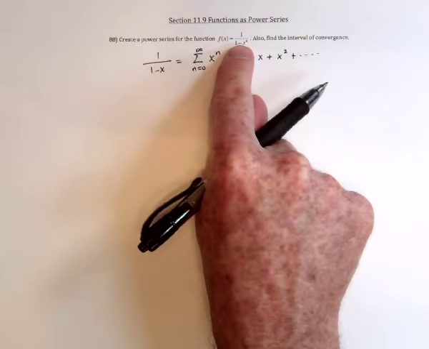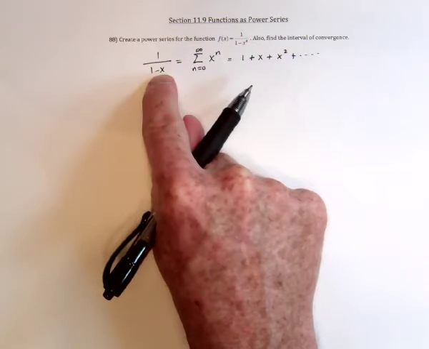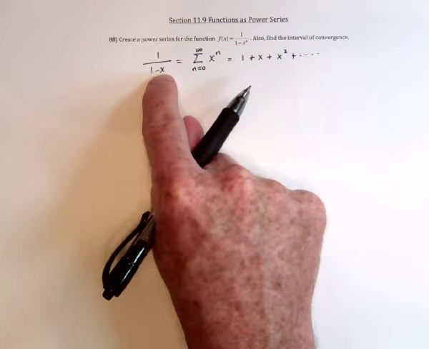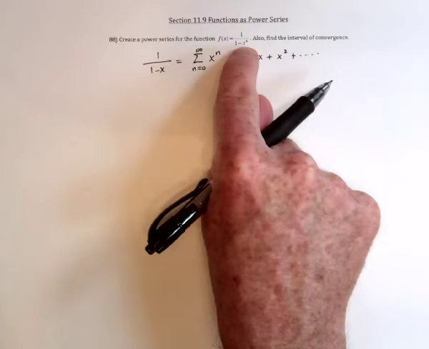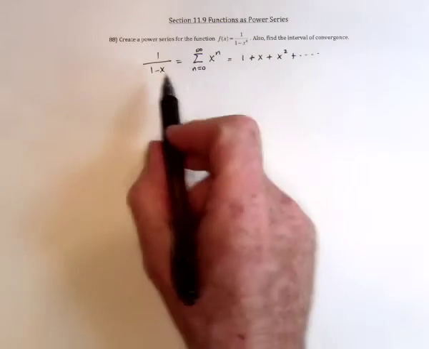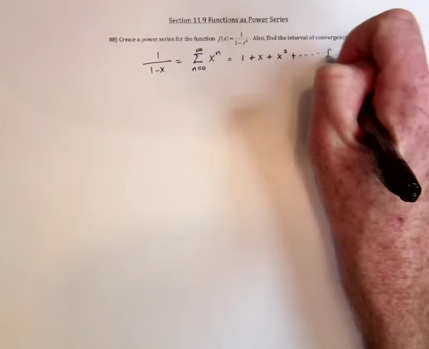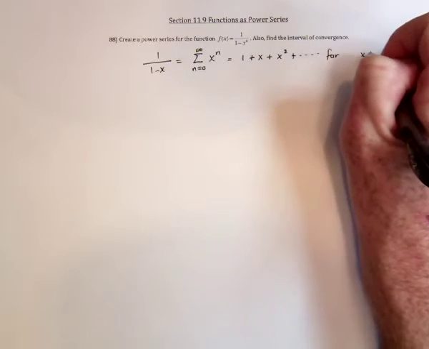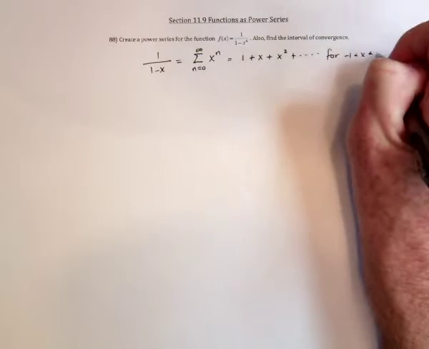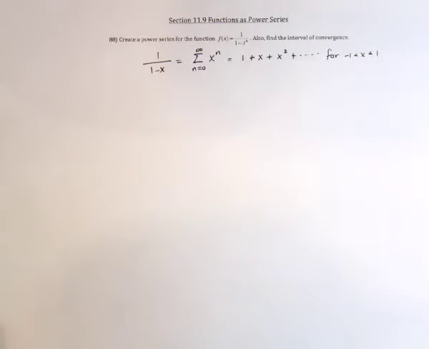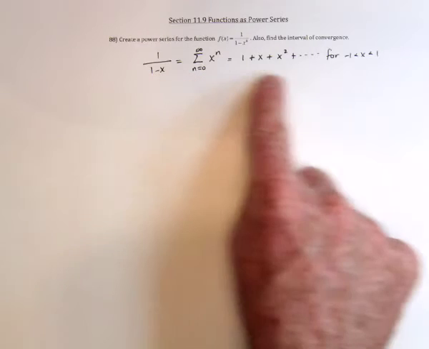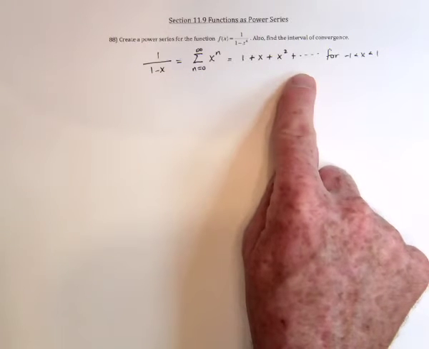So for this one, since x is a variable, I could replace the x with whatever I want. I'm going to replace it with x to the fourth. By the way, this one converges for x between -1 and +1, which is also given when you look up this particular series.